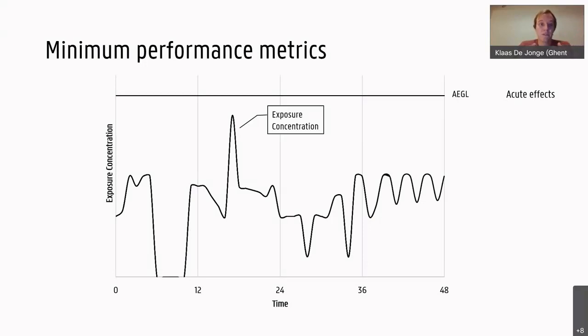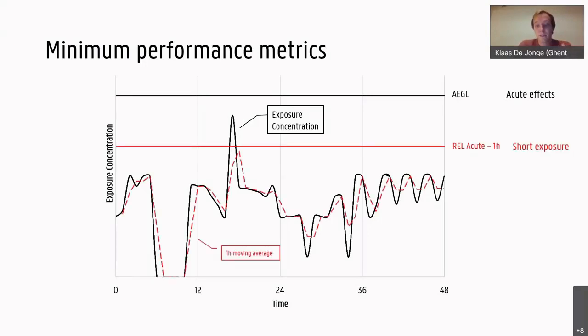But that's only for very, very peak. So you don't really have the duration factor in there. To get to different kinds of resolutions, we'll need to look into other checks. Based on exposure concentration, we, for instance, look also at the 1 hour moving average to see what the average exposure of the last hour was, and check that against the REL, which is indicated or calculated for a 1 hour exposure.